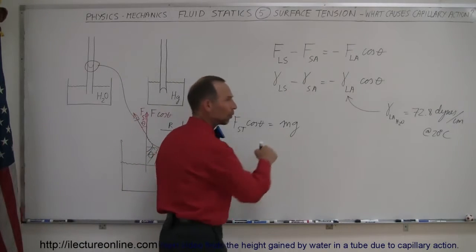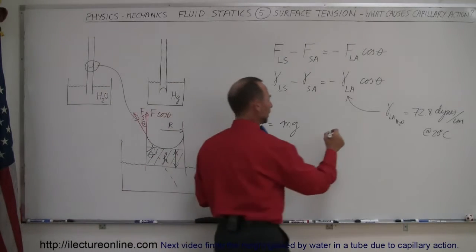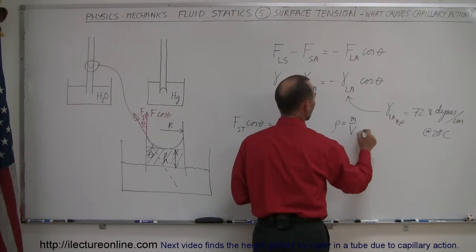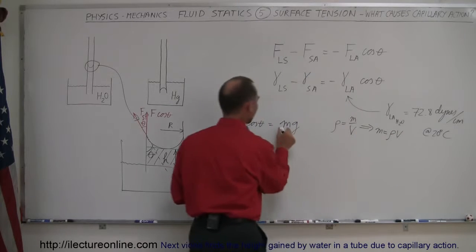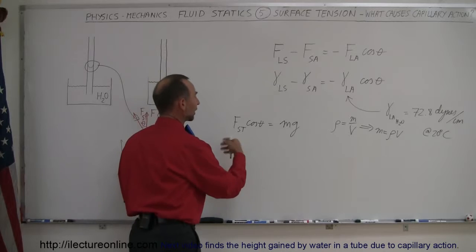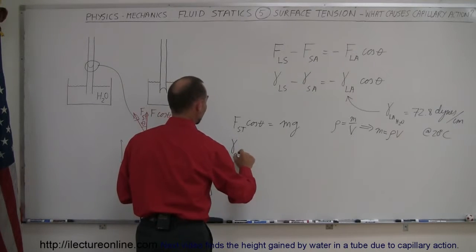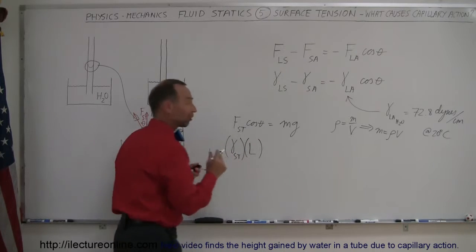First of all, the mass of the water. We have density is equal to mass divided by volume, which means that mass is equal to density times volume. So we can replace mass by density and volume. And the force of the surface tension can be written as the coefficient of the surface tension times the length along which that surface tension acts.